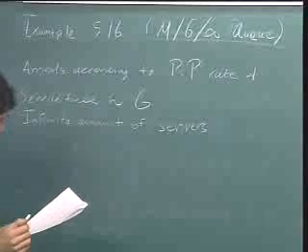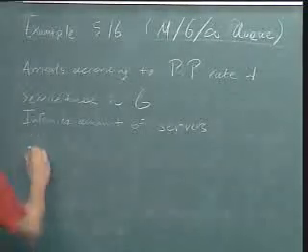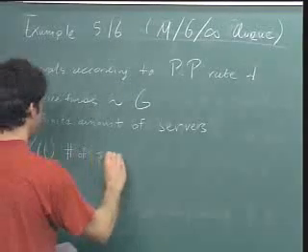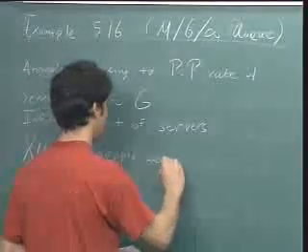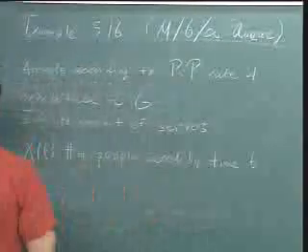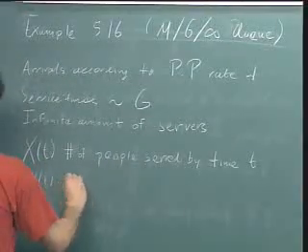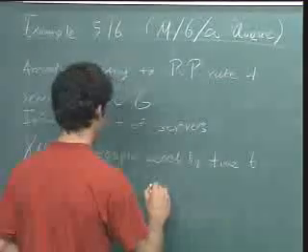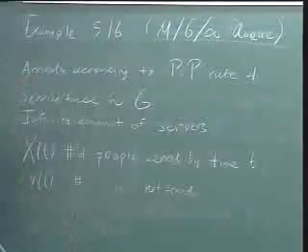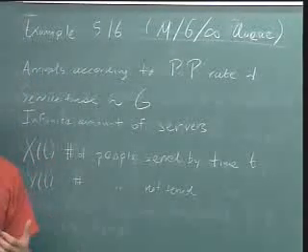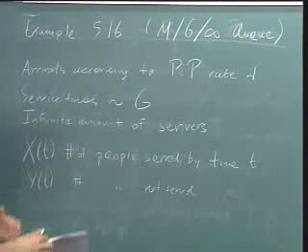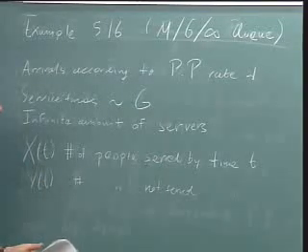And now we're interested in, if we define x of t to be the number of people served by time t, and y of t to be the number of people not served by time t, we want to figure out what the distributions of x of t and y of t are. We want to see if they're independent or not. We want to do a whole bunch of these things.